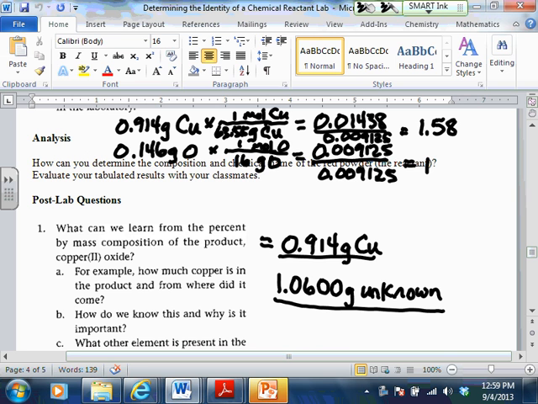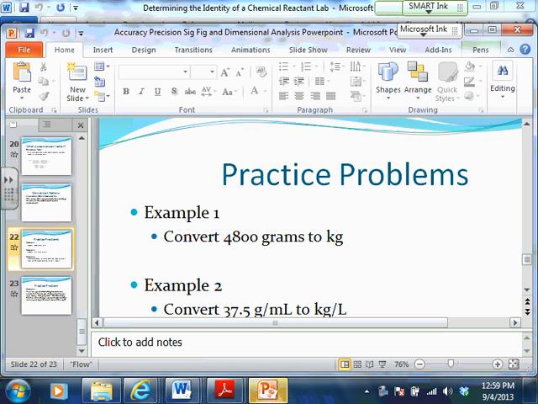So now let's talk about exactly how I want you to write this up. Because I think we've talked about enough that you can show in a quantitative way that this is probably copper 2 oxide.